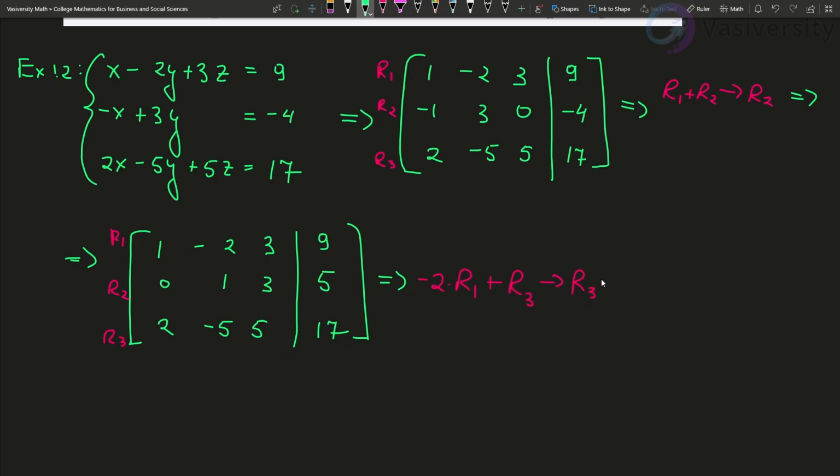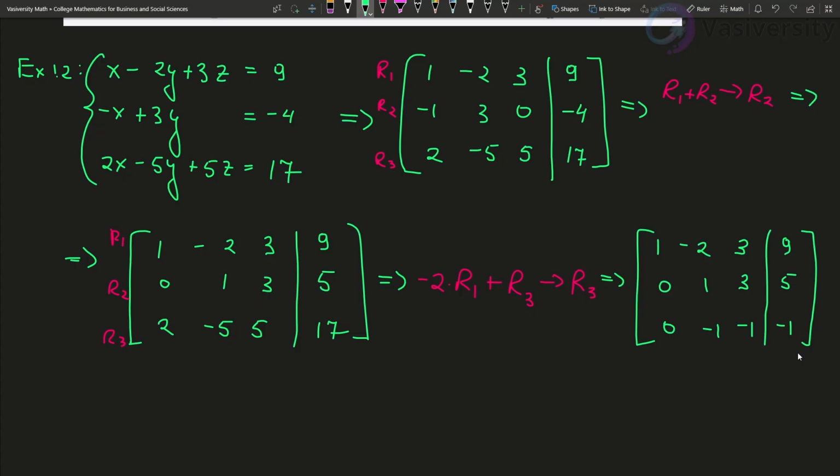Okay, so we will have, the first row is good because it has 1 right here. So we are okay. So 1, negative 2, 3, 0, 1, 3. And so what happens to the third row? It becomes 0, negative 1, 1. And the right column is 9, 5, and 17 became 1.